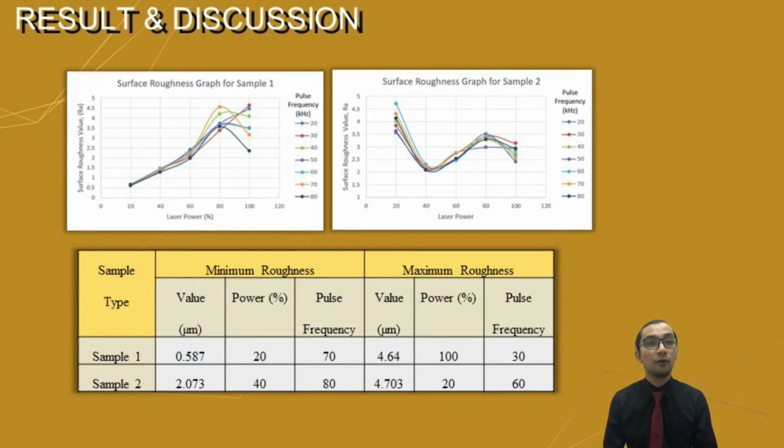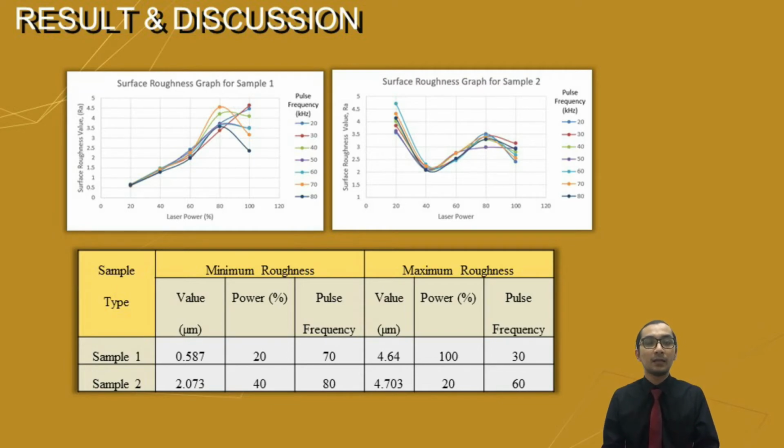So as you can see, for sample 1, the surface roughness value increases gradually from 20% until 80% laser power. Then at 80% laser power, for every pulse frequency, some start to have higher and some lower surface roughness values at 100% laser power.